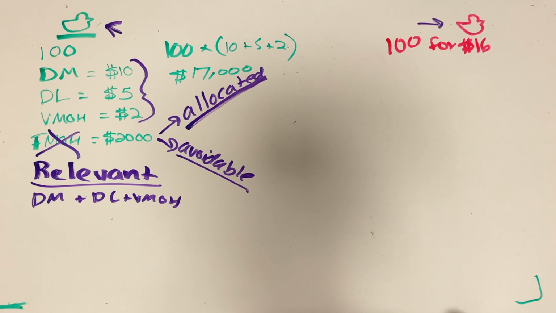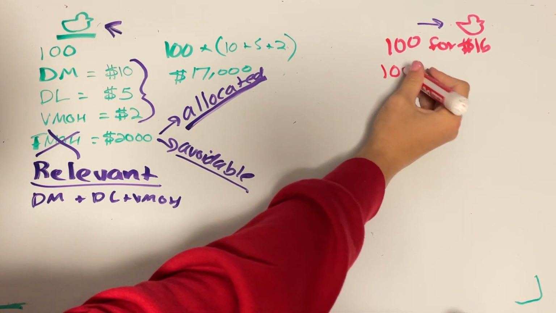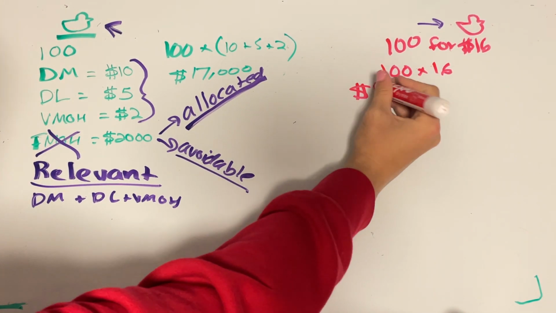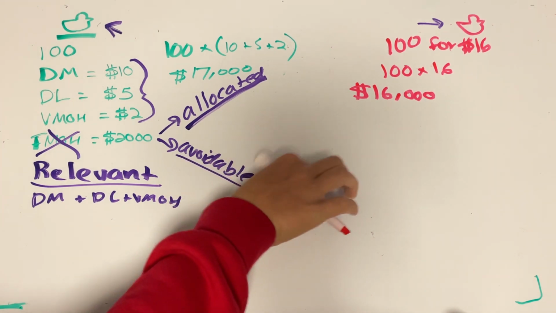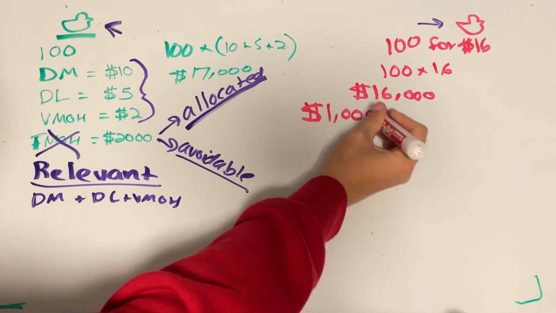If we buy the ducks from this company here, it's going to be 100 units times $16, and we're only going to spend $16,000. This means that there's a $1,000 advantage to choosing to buy the ducks.